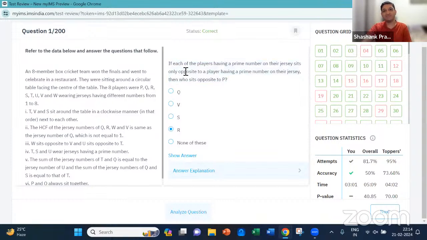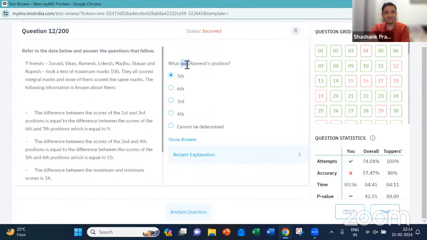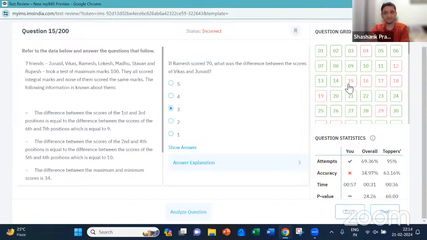We were told that each of the players having a prime number sits only opposite to a person with a prime number, that condition wasn't there. And then I used that here and I marked this as the answer. Yeah, I think that was the bad. Okay, fine. In the 12th, Ramesh's position was 5th is what I wrote. It is 6th, but again I was not sure of this at all.